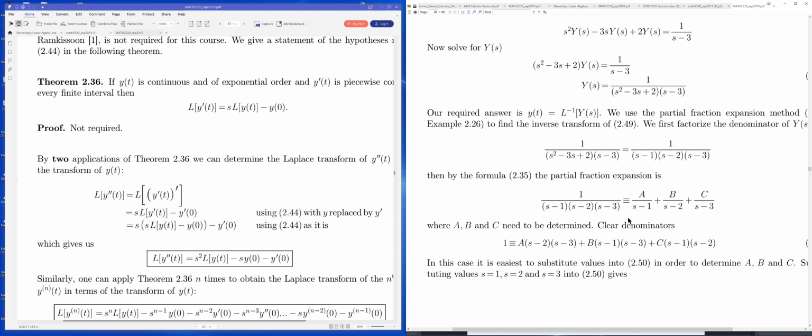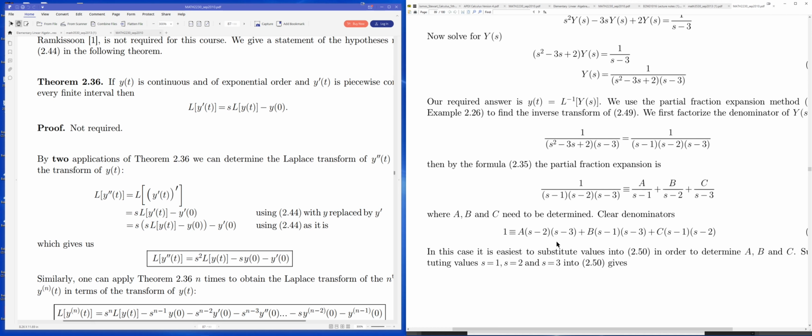Now what you do is clear your denominators, so you multiply both sides of this equality by s minus 1, s minus 2, s minus 3. That would cause you to have just a 1 on the left hand side. Then once you multiply on the right hand side, A times s minus 1 will cancel with this s minus 1, so you're going to get A(s minus 2)(s minus 3). Similarly, you'll get B(s minus 1)(s minus 3), and C(s minus 1)(s minus 2). Once you get to this point, you need to figure out what the constants A, B, and C are.